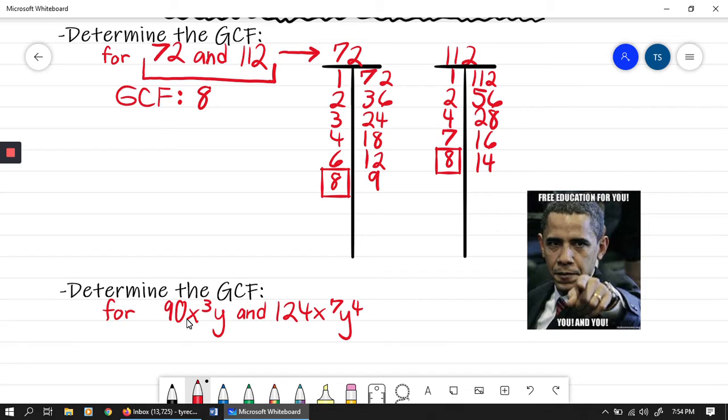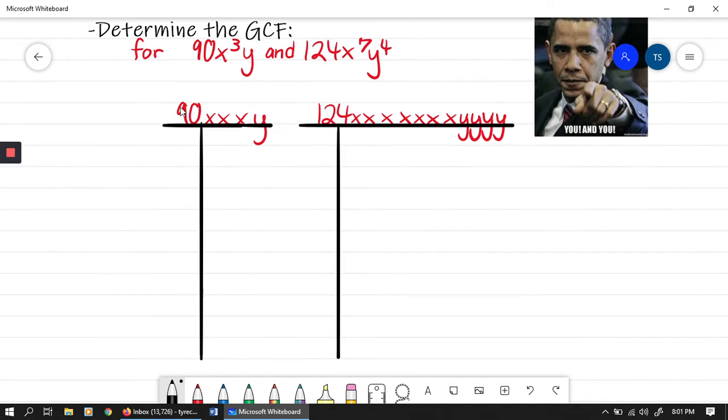What we would need to do is similar to what we did with just these numbers. We still want to write out the factors for the numbers, and what I suggest doing for the variables is writing them out as repeated multiplication. Again, x to the third is the same thing as x times x times x. Remember, it's repeated multiplication. There you have 3 x's.